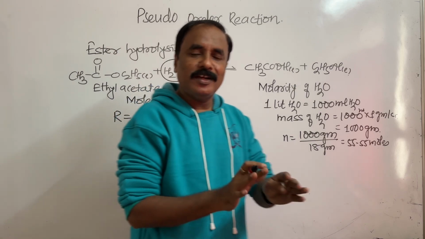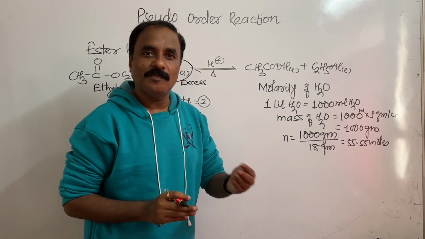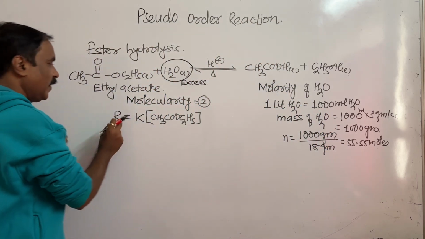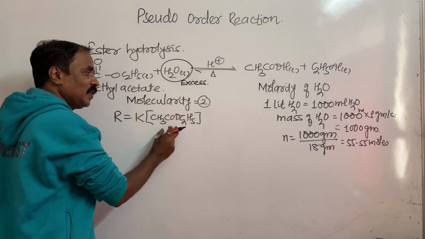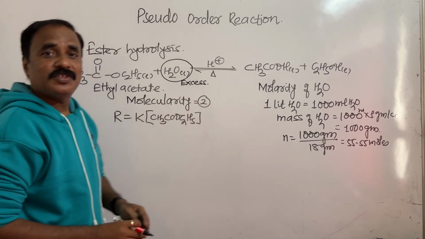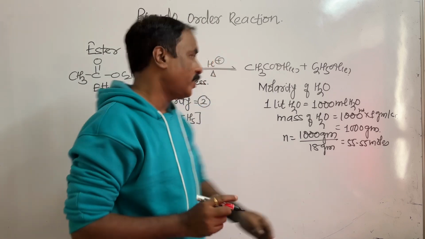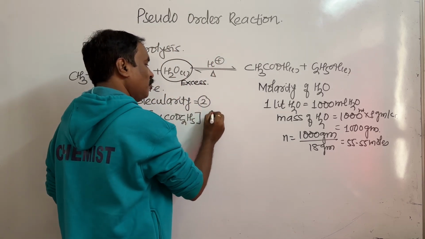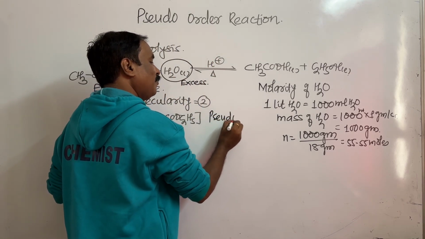So it looks like second order kinetics, but follows the first order kinetics. Yani, here rate of reaction depends on only concentration of ester. So that is why this reaction is said to be what? Pseudo first order reaction. So this reaction is said to be pseudo first order reaction.